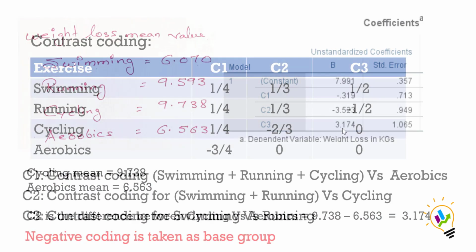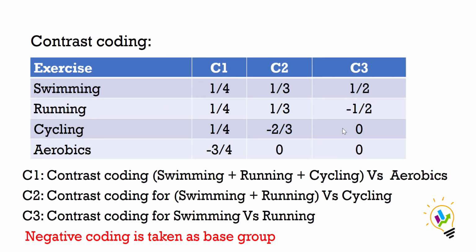So this is how we do contrast coding. I'll show you one more example where we have a different method of contrasting. In this contrast coding, we have C1, C2, C3, where we are comparing swimming, running, cycling versus aerobics. So for swimming I have taken 1 by 4, running 1 by 4, cycling 1 by 4. If we add these, it becomes 3 by 4. For aerobics, it is minus 3 by 4. If you add the total, it becomes 0.